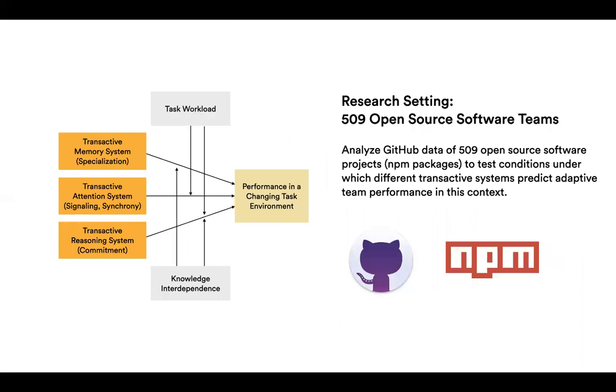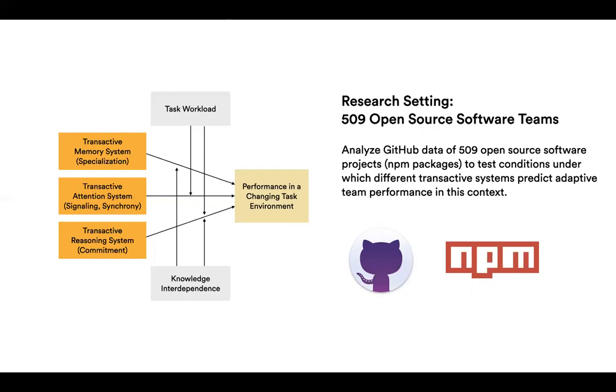As I've been talking about open source systems, we specifically analyzed 509 project teams. All our independent variables were available through the publicly available activity streams on GitHub, where these NPM packages have their code base as well as all their interactions, while the dependent variable, the quality and maintenance of these packages, was reported by the official NPM website.